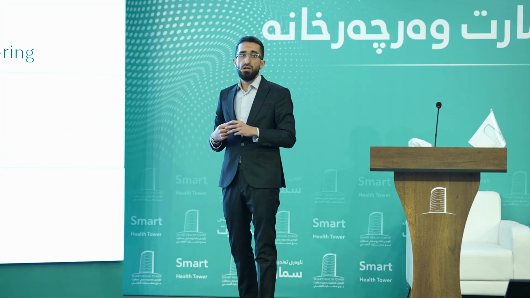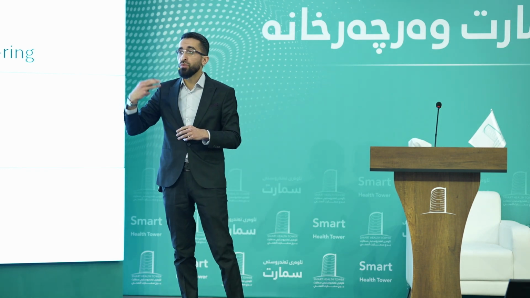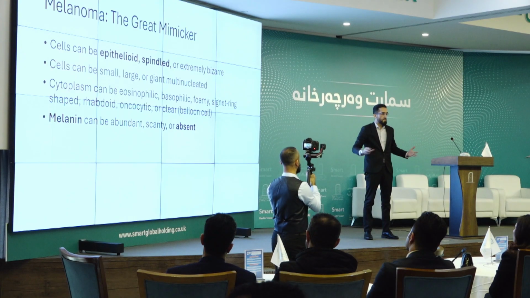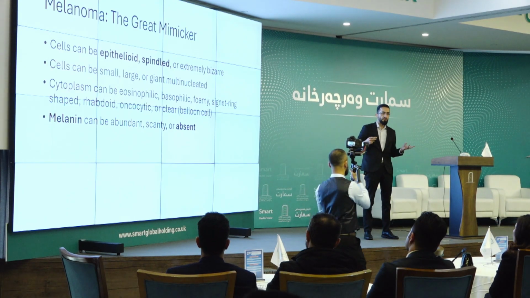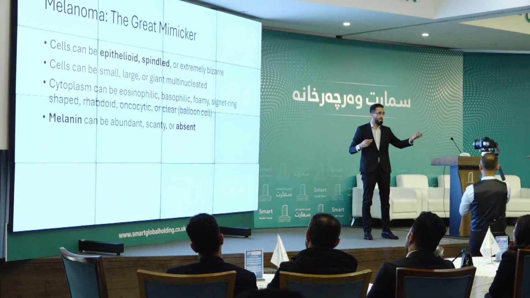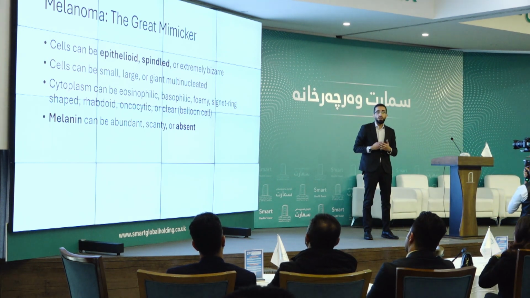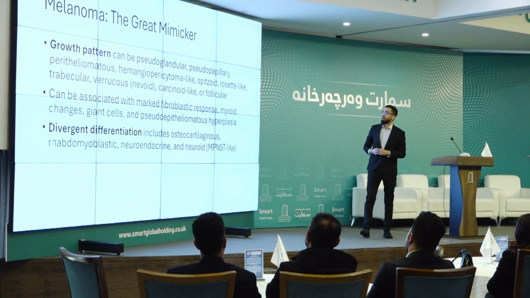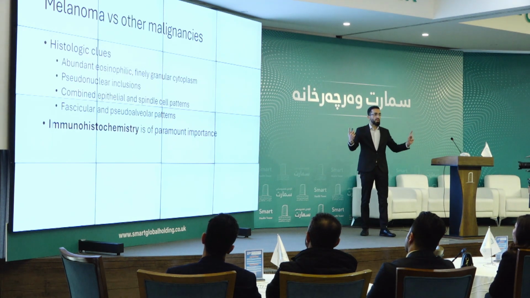But sadly, that's not always the case. Melanoma is known as the great histologic mimicker because it can have variation in every single aspect of it, including the shape of the cells, the architectural growth, the presence or absence of melanin. As our seniors mentioned, you can have a total lack of melanin in a tumor and it can still be melanoma.